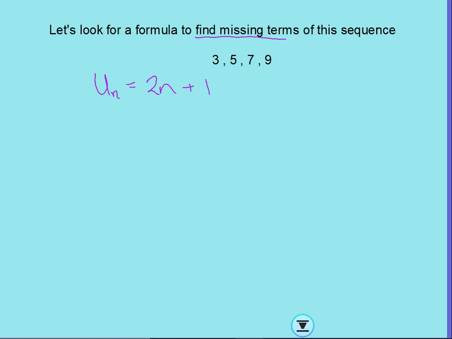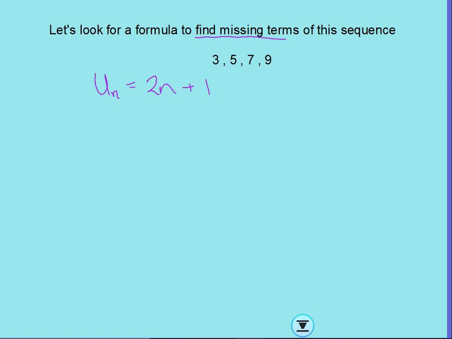Now that's great when things follow a linear pattern or even a quadratic pattern, but with some sequences, you'll see them later, it's very difficult to write an nth term. So we had to find a different way.